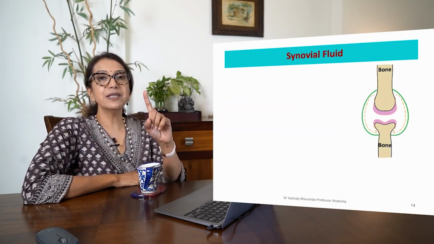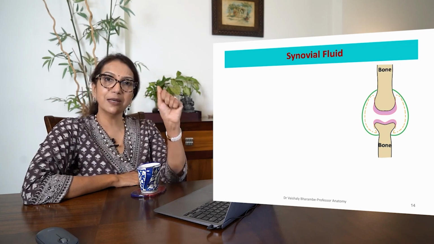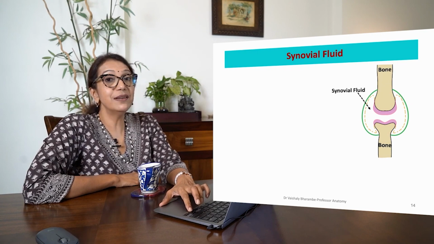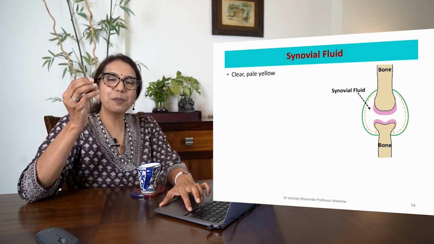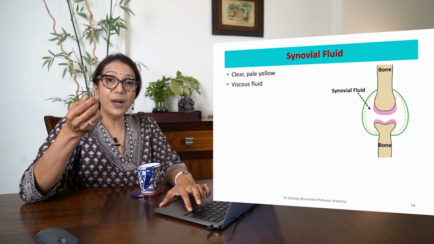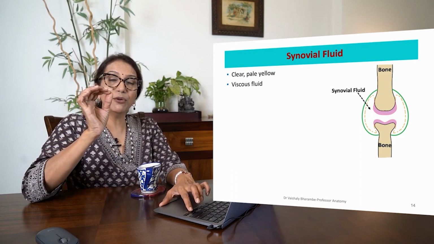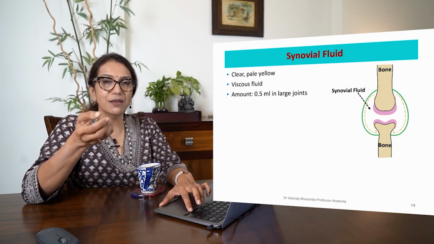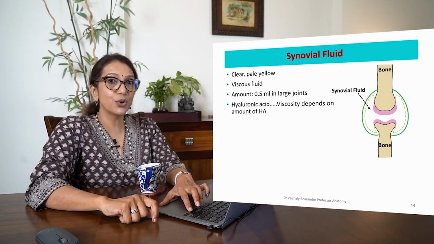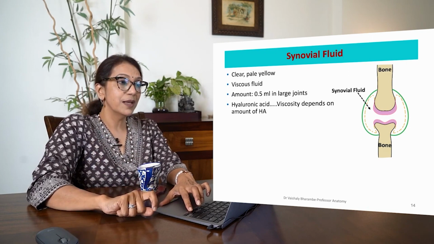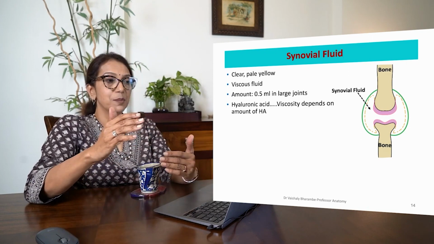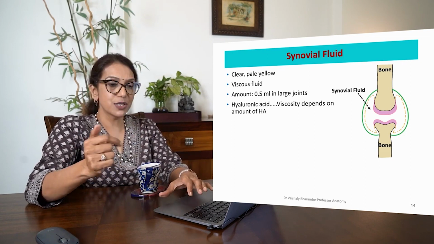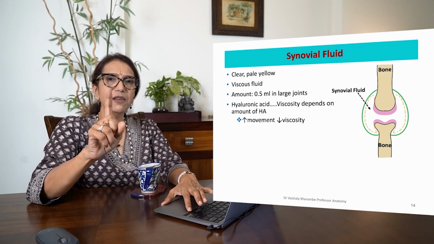So let's talk about the synovial fluid that was secreted by synovial membrane. So synovial fluid, what does it look like? It looks like a clear pale yellow fluid which is quite viscous. It has an element of thickness in it. It's usually 0.5 ml, not much. It's a very minimal amount present in most joints, but does its job. Hyaluronic acid present in the synovial fluid decides its viscosity.